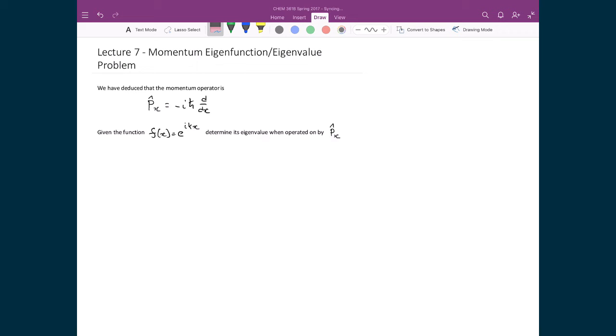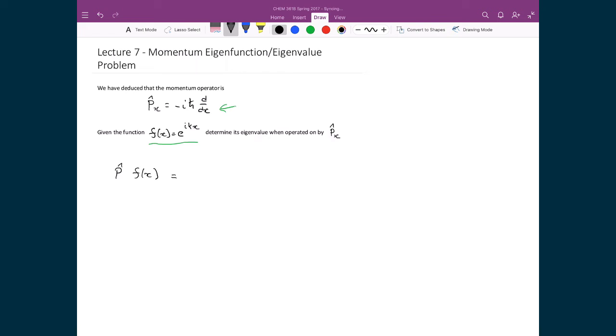Now, let's take this deduced momentum operator, which is the momentum operator in one dimension, and let's apply it to a solution for our wave function psi. So again, here is our momentum operator, negative i h bar times d by dx. And we're going to apply that to the solution to the Schrödinger equation. e to the ikx is one of the solutions to the Schrödinger equation for the particle in the box, among many other problems. And so all we're going to do is take p x and apply that directly to, in this case, what I've denoted as f of x.